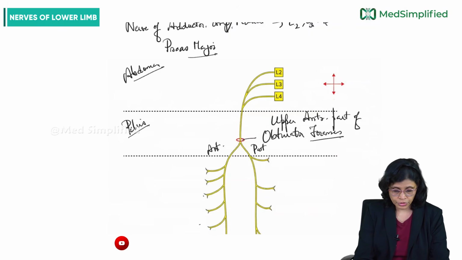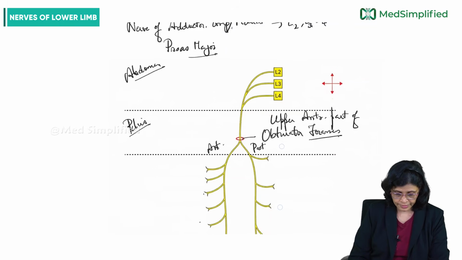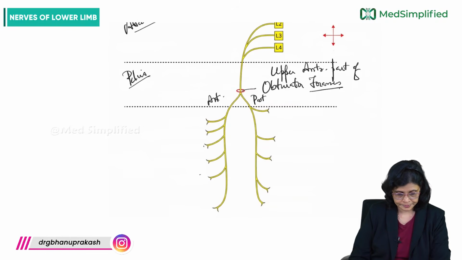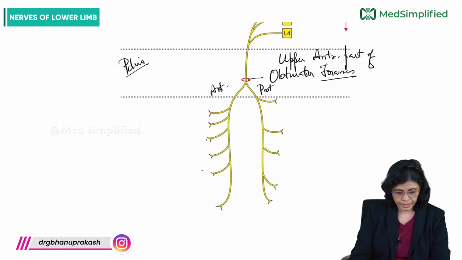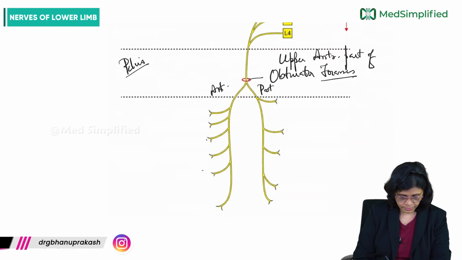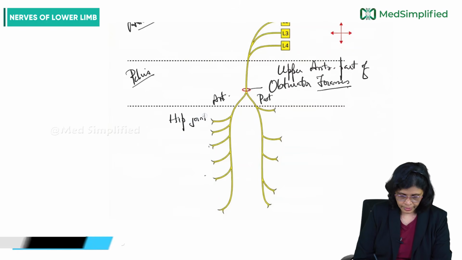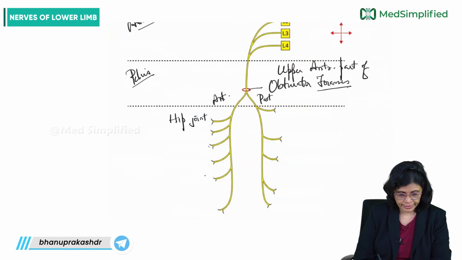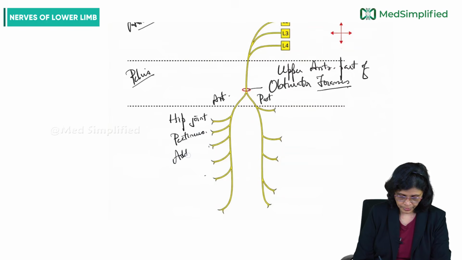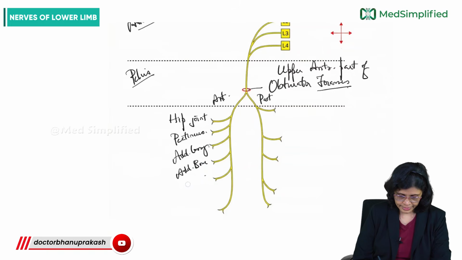Coming to the distribution of these nerves, the anterior division passes downwards into the thigh in front of the obturator externus muscle. As it comes down, it gives a branch to the hip joint, and then it also supplies the pectineus sometimes. Then it supplies the adductor longus, the adductor brevis and gracilis.